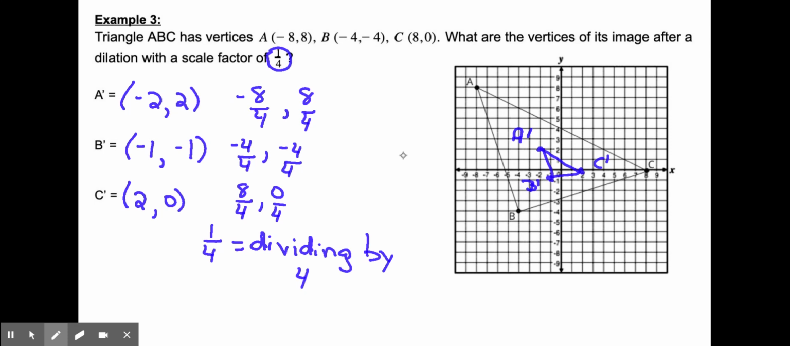Okay, so that's how you take care of dilations. It's all about multiplying or dividing to get bigger or smaller. So now you're ready to go do your practice Google form.